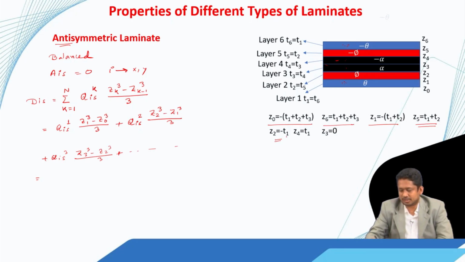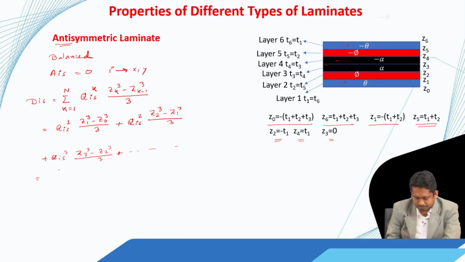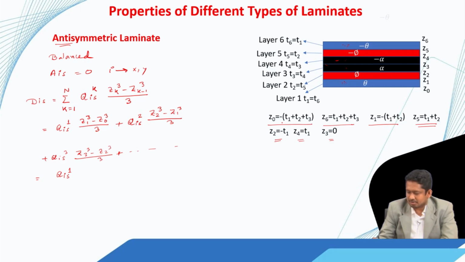Similarly, Z2 is equal to minus T1, Z4 is equal to T1, and Z3 is equal to 0. Now, let us just put these values. So, if we do that, we have QIS of the first layer, then we multiply that with minus of this cube, that means the minus sign is retained here. So, we have minus of T1 plus T2 plus T3 whole cube, then minus Z.